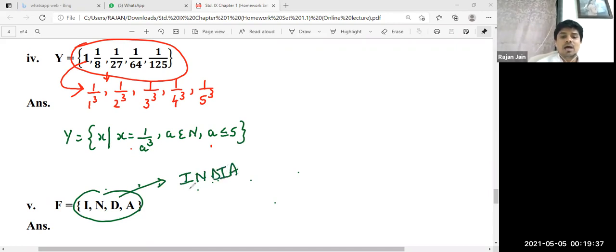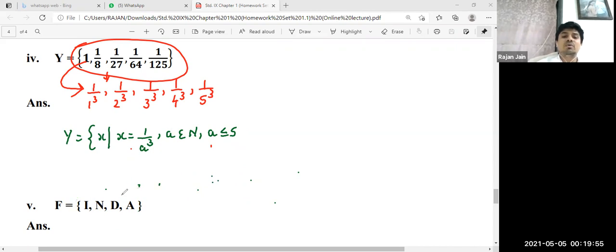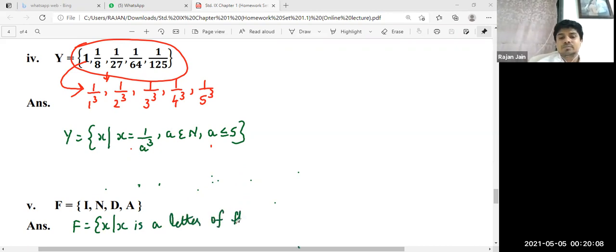You will say, sir, I is there, N is there, D is there, A is there, but what about the second I? You should already know that in the listing method, elements are not repeated. That is why that I does not come twice. But looking at the letters I, N, D, A, you should understand that they are letters of the word India. So how will I write it? I'll say F is a set of all x such that x is a letter of the word I N D I A.